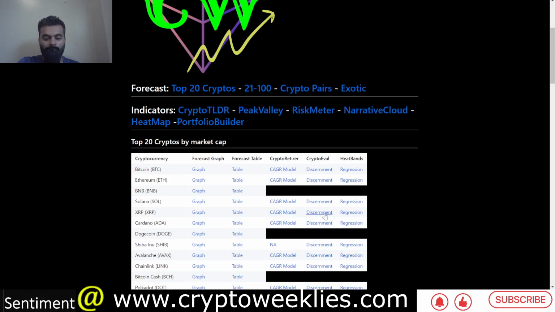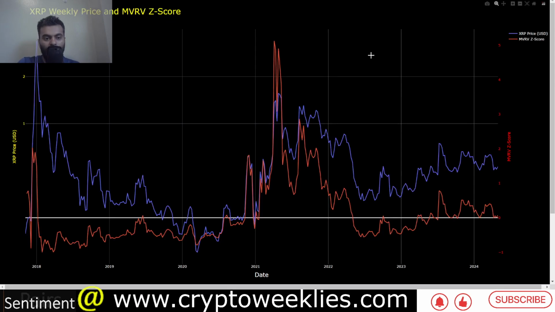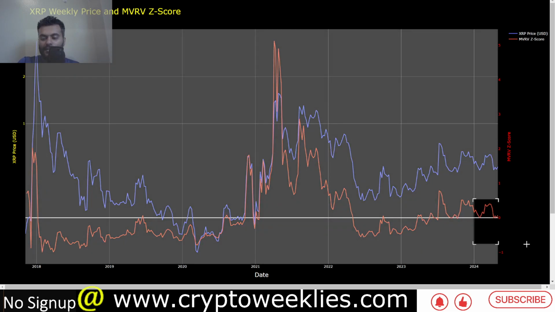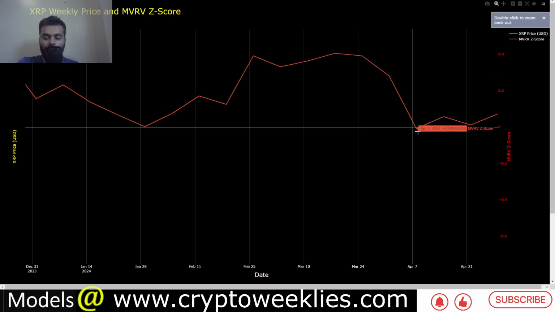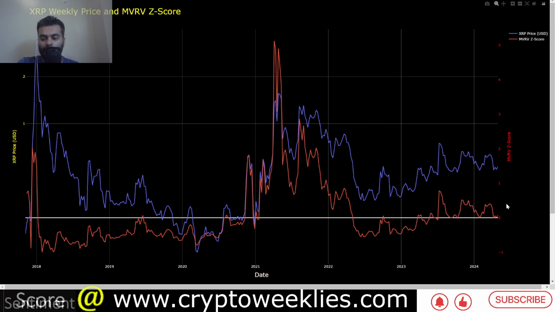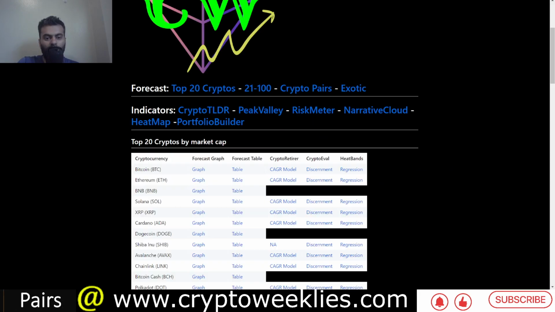Looking at its CryptoEval, this is our MVRVZ based approach, where we look at whether the MVRV score is above 0, which means slightly overvalued, and if this red line falls below 0, that means the crypto is undervalued based on this MVRV analysis. XRP is slightly overvalued at 0.07, but very close to its Z score being neutral. And that is the evaluation.